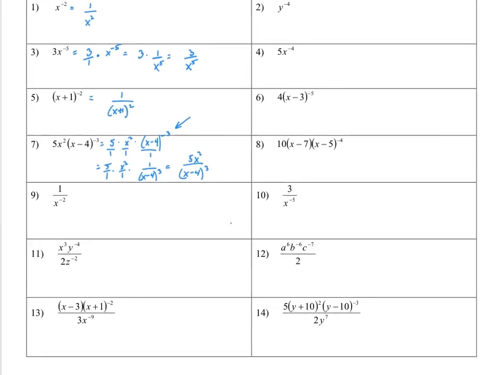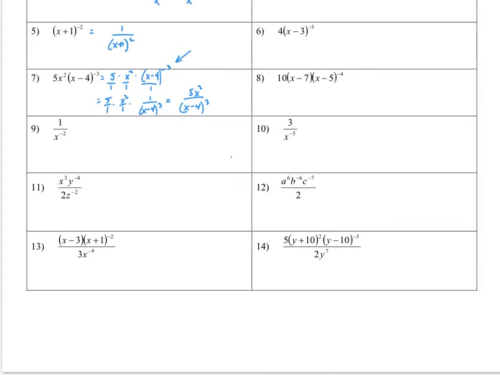In number 9, we're rewriting 1 divided by x to the negative 2. This is equal to 1 divided by the quantity 1 all over x squared. Since division is the same thing as multiplying by the reciprocal, we have 1 times the reciprocal, which is x squared over 1. 1 times x squared over 1 is x squared. Therefore, when we see a base with a negative exponent in the denominator, move it into the numerator and make your exponent positive.